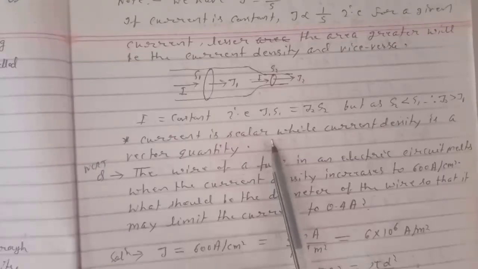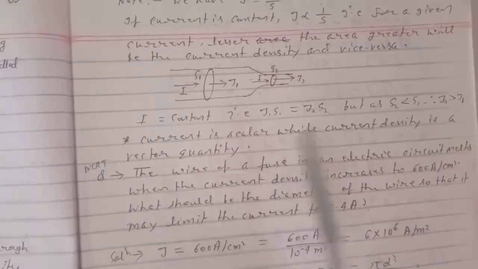That is, current is a scalar while current density is a vector quantity. It is an important point.